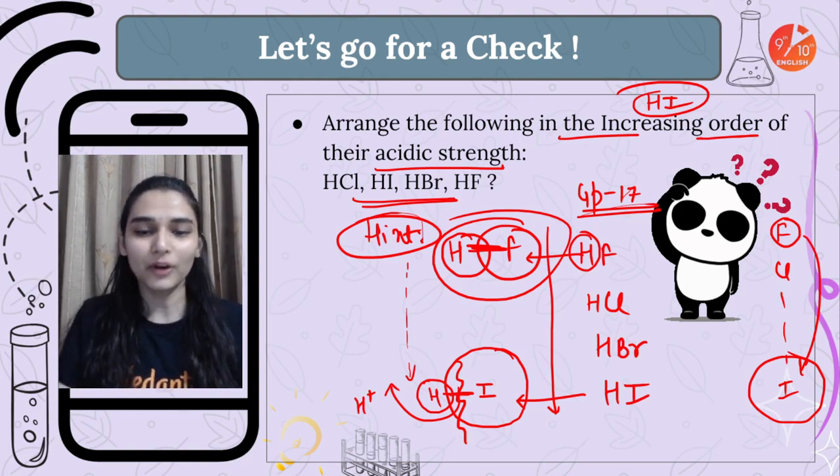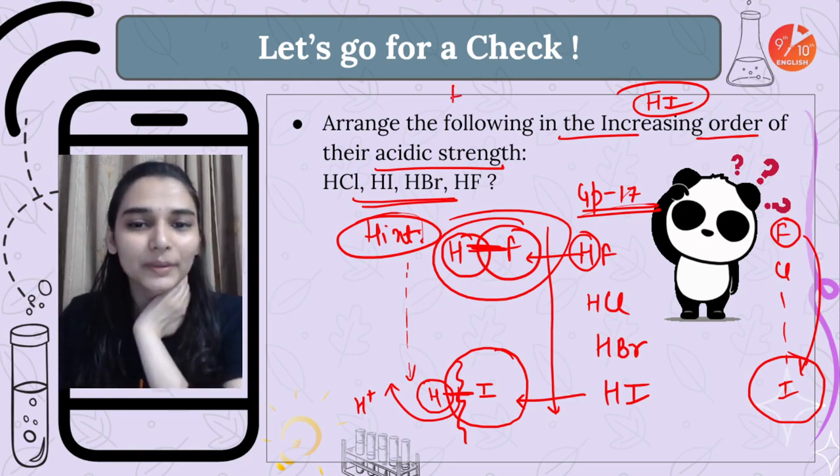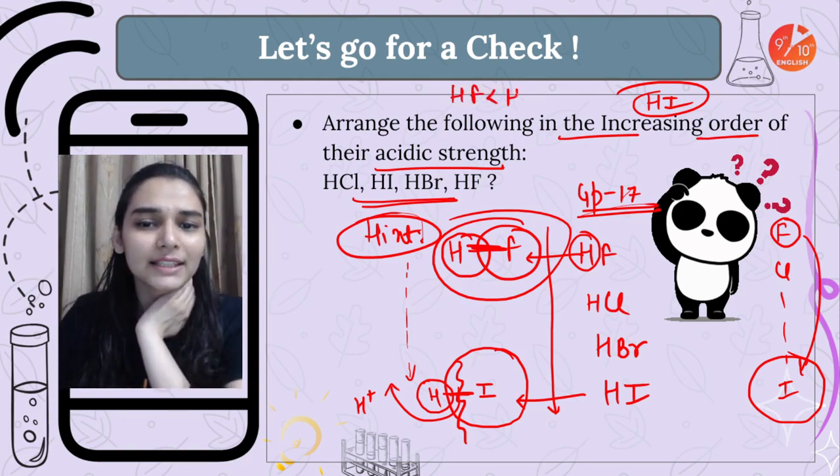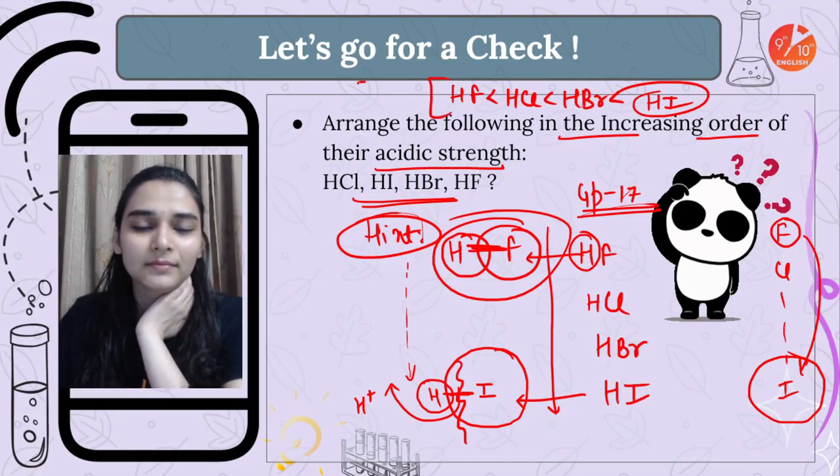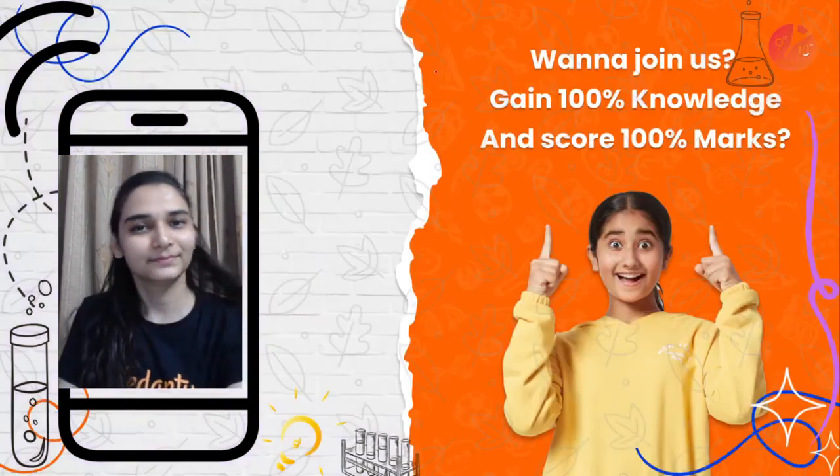So you give me what would be the correct order. Put it in the homework section. Do you agree with this? HF, HCl, HBr and then HI. True or false? Okay.